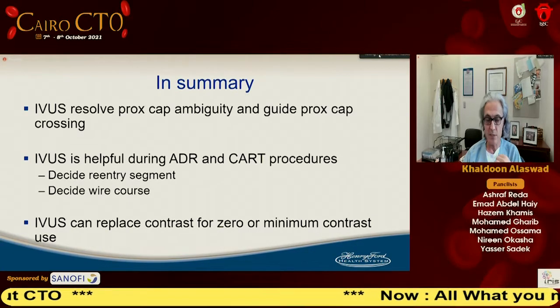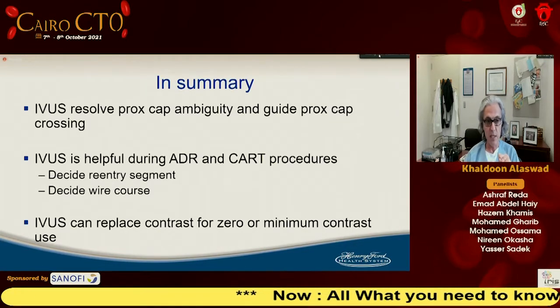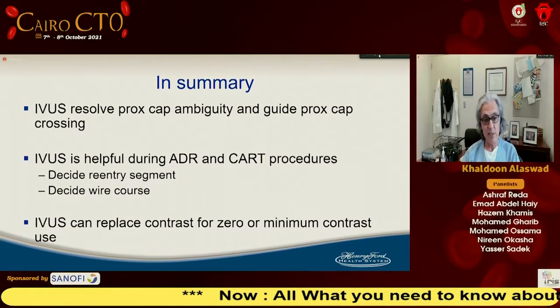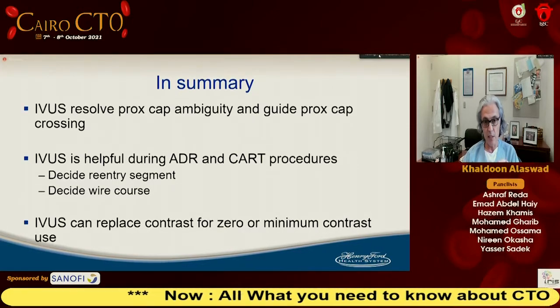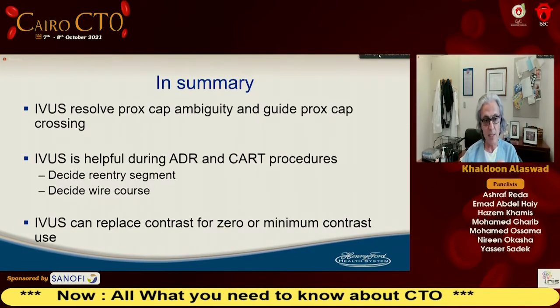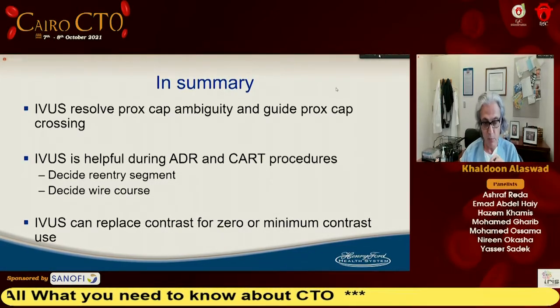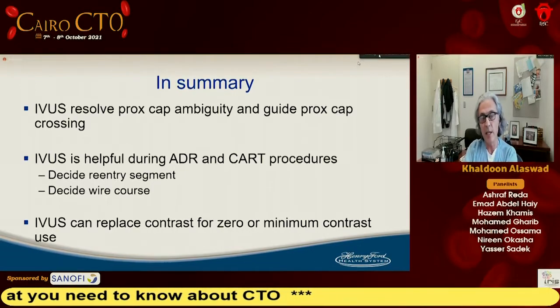In summary, IVUS resolves proximal cap ambiguity and guides proximal cap crossing. IVUS is helpful during ADR and CART procedures, to decide entry, re-entry and segment, and to decide wire course, and IVUS can replace contrast for zero or minimum contrast procedures, as Zlatan and Dimitri Karampoliadis showed us.